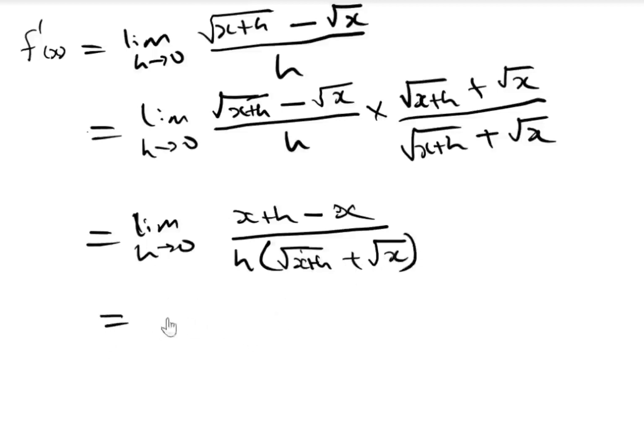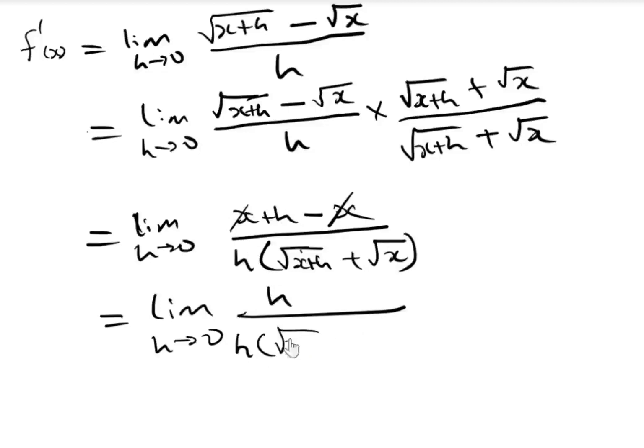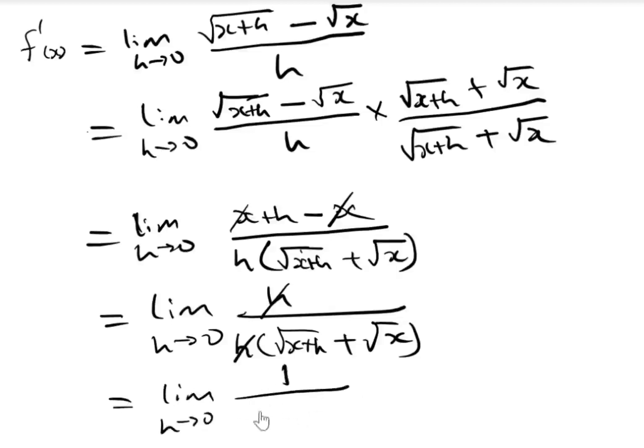This is equal to the limit as h approaches 0. Here x can cancel x, and we are left with h, which is h divided by h into the square root of x plus h plus the square root of x. In the same way, h can cancel h, and we are left with the limit as h approaches 0 of 1 divided by the square root of x plus h plus the square root of x.